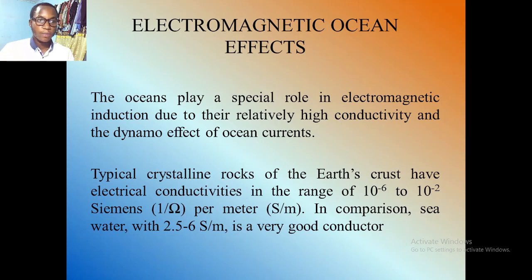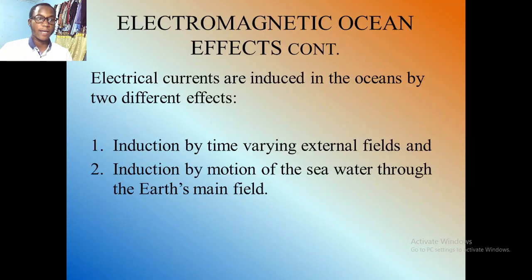So the ocean plays a very vital role in electromagnetic induction due to its relatively high conductivity and the dynamo effect of the ocean currents. So a typical crystalline rock of the Earth's crust has electrical conductivity in the range of 10 to the power minus 6 to 10 to the power minus 2 Siemens per meter. So in comparison, seawater with electrical conductivity within the range of 2.5 to 6 Siemens per meter is a very good conductor.